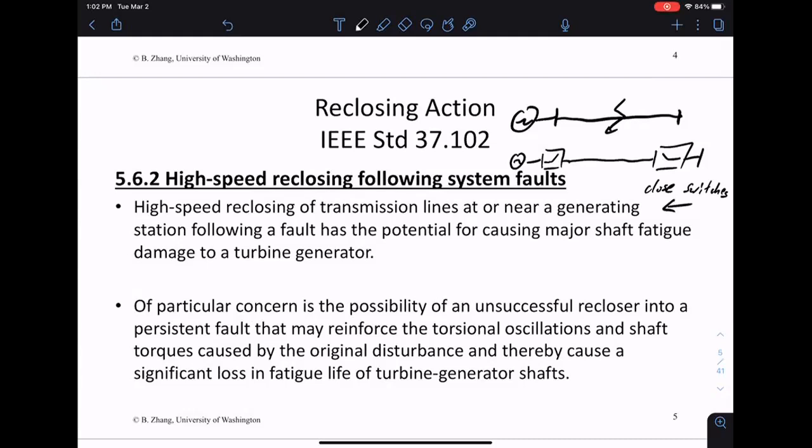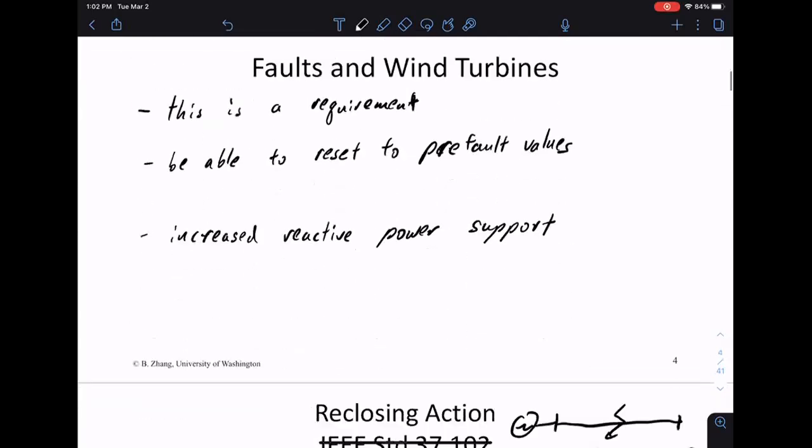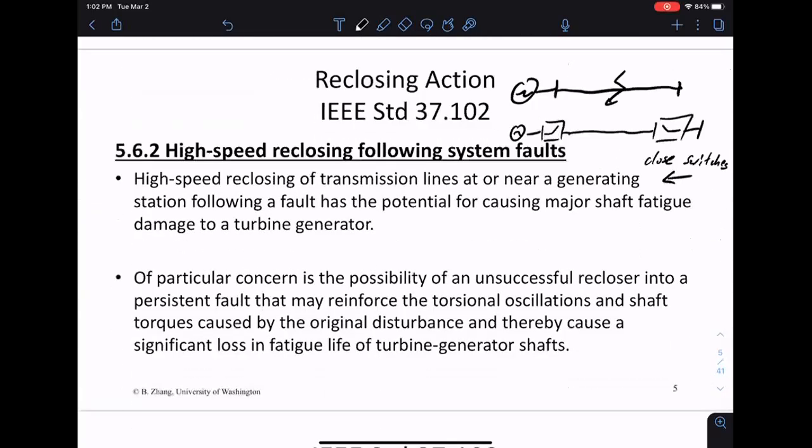Okay, so clearing a fault means restoring all the connections in our system. And because traditional synchronous generators require some time before the switch close to them can be reclosed, you have to wait for 9 or 10 cycles, right? That's why we cannot reclose everything in 1 or 2 cycles. So this is a trade-off. It puts more requirements on the wind turbines, because we need to take care of the conventional synchronous generators we have in our system. Their requirement is that the wind turbines have to take some time to clear their fault.